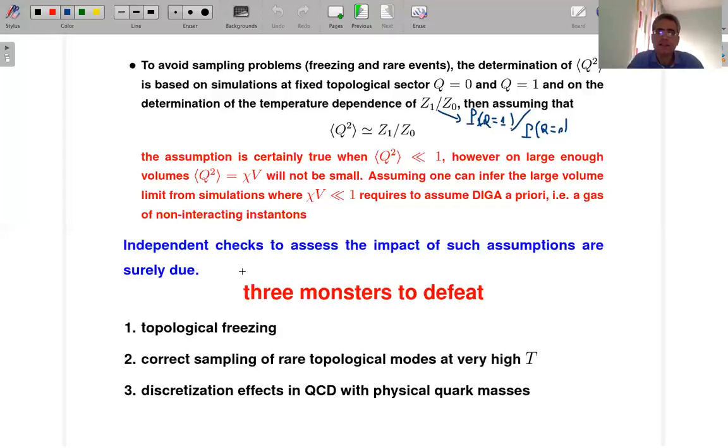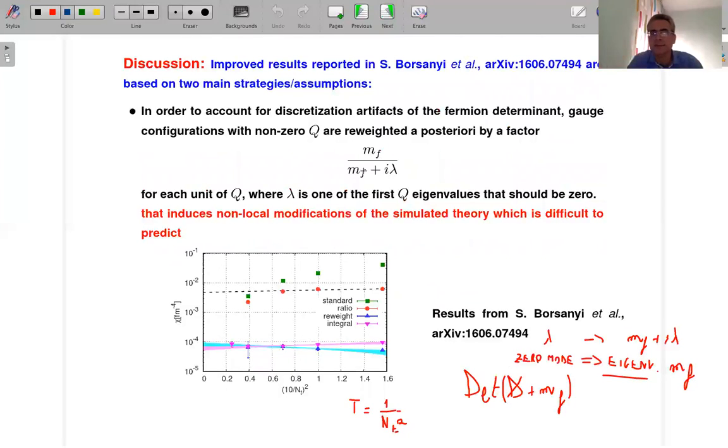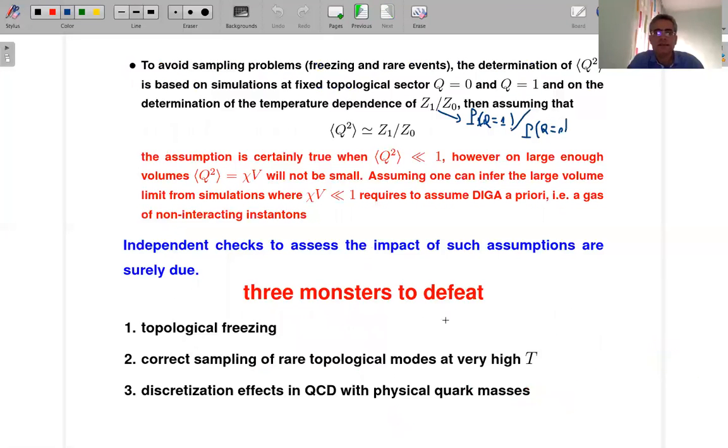But one point that should be clear is that there are three monsters to be defeated. In order to do that, you have to defeat topological freezing. Then you have to be able to perform a correct sampling of these rare topological modes that you have at very high temperature. And finally, which maybe is the most important effect, you have to deal with these discretization effects that we have in QCD with physical quark masses, maybe trying not to do an afterwards reweighting, but just trying to make your Dirac operator behave in a better way. Okay. And I will discuss more on this in the next lecture, and let me stop here.